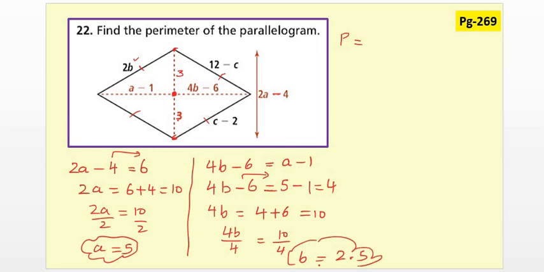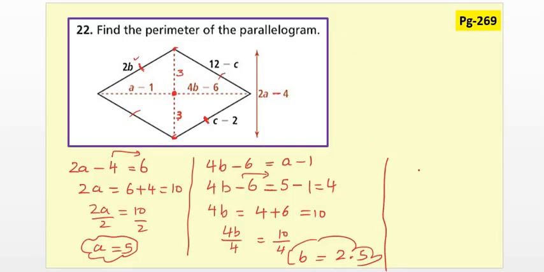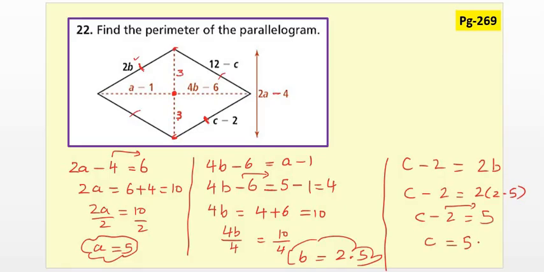What next now? How can we get the value of c? Now you can see this side will be congruent to this one, so let's do the third step. We can say c minus 2 is equal to 2b. Now put the value of b into it, that is 2.5. So it will give us c minus 2 equals 5, and now move this 2 to the other side. So c equals 5 plus 2, that will be 7. So we got the values of all the variables.